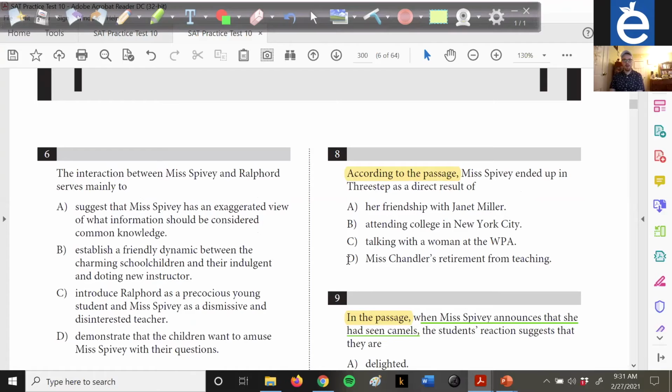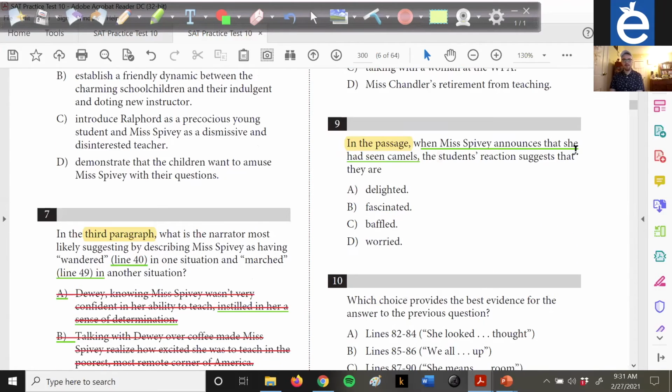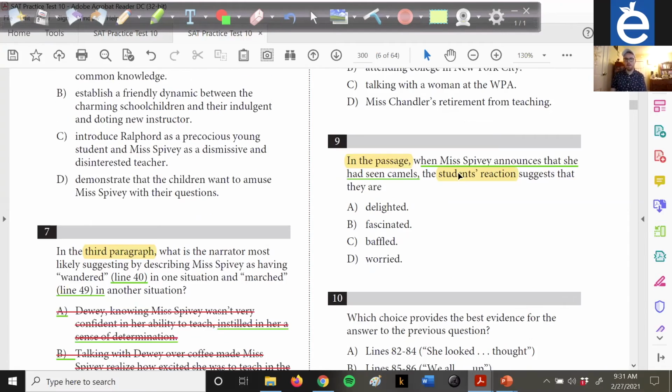All right, now we have some other line questions. In the passage, when Miss Vivi announces that she had seen camels, the student's reaction suggests they are what? Well, we know it's got to be somewhere in here, and it has to be about Miss Vivi talking about camels, and it has to be about the student's reaction to that, right? So let's look at which one most has to do with these few components.